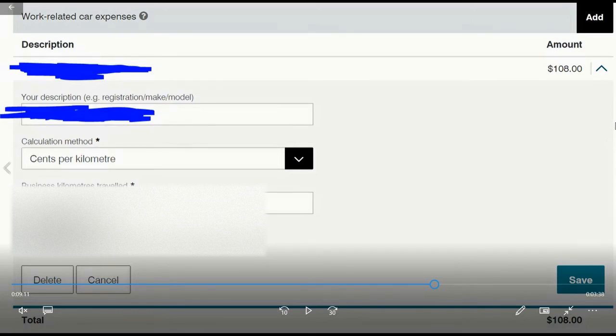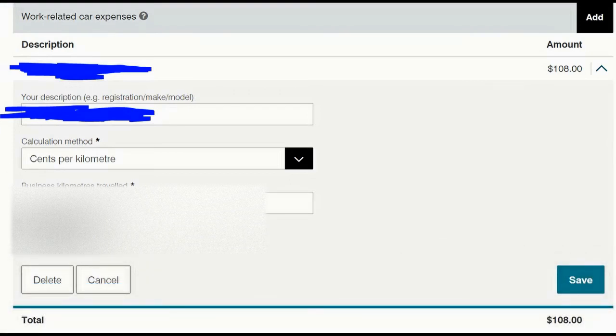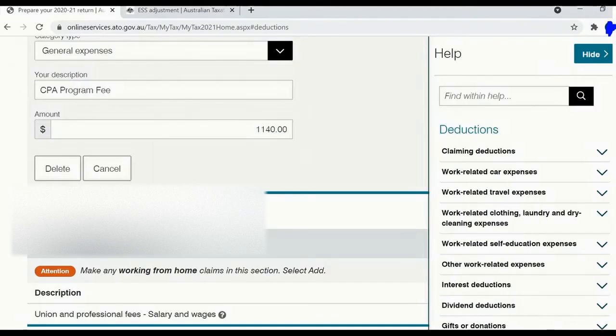I'm only claiming a little bit because I got two jobs. You can't travel home to work, but you can travel work to work, which I got two jobs, so it's fine. You work one job, then go to the other. It's a deductible amount.